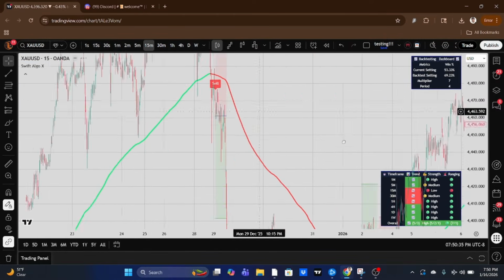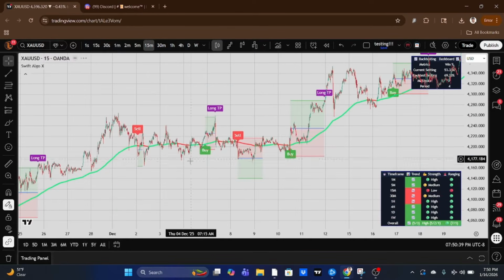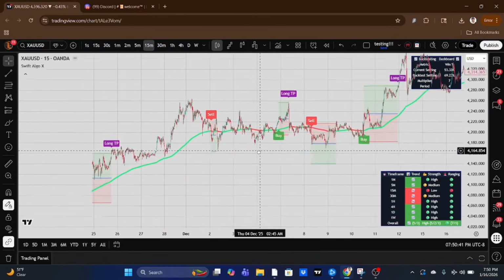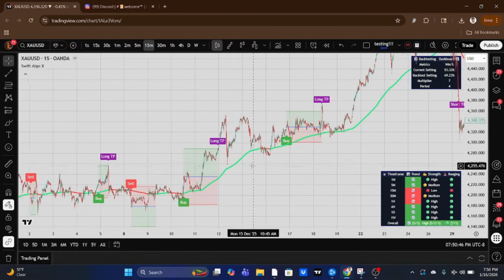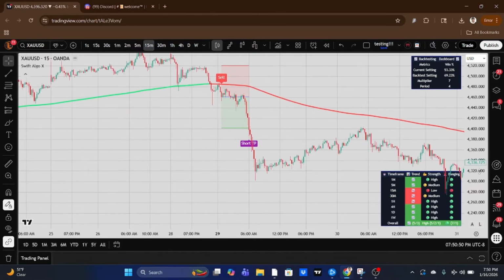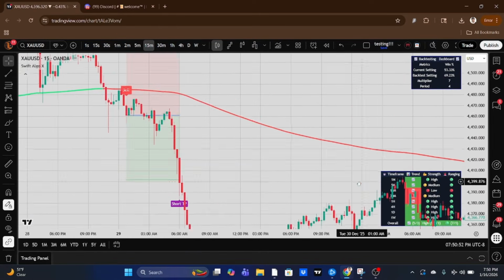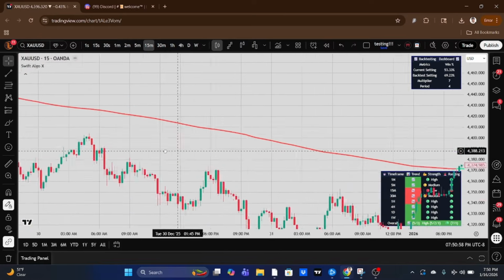If it's flat, let me show an example. If it's flat, you probably want to avoid the trade. But that's only if you're trading manually. If you're actually automating this, it only goes off buy and sell signals only. Okay. So yeah.